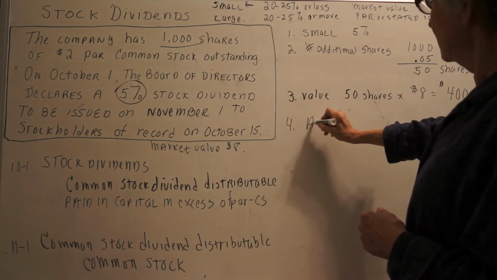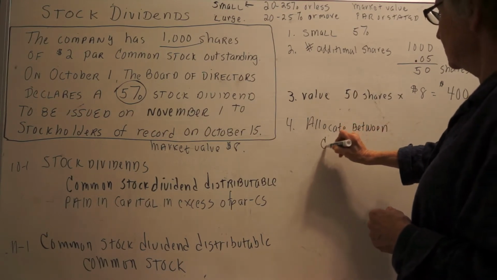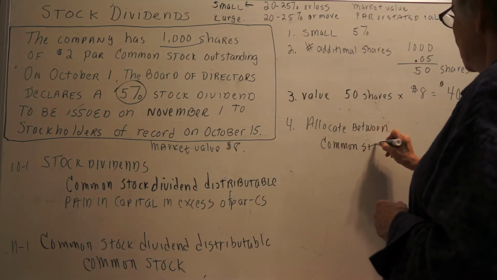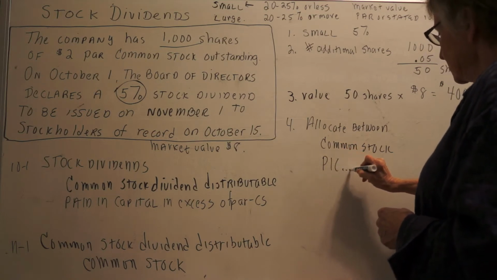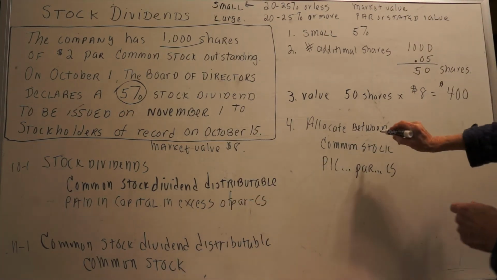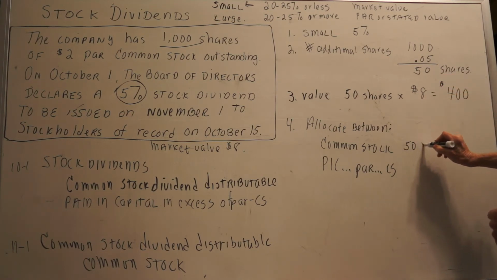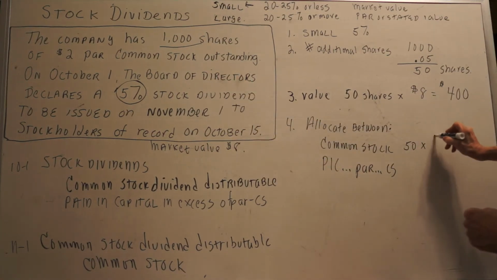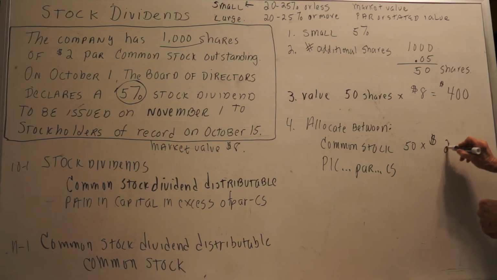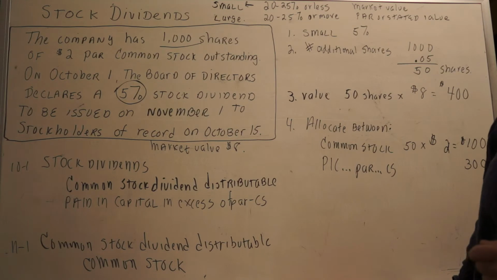Number 4, we have to allocate how much of this goes to common stock, and how much of it is paid-in capital in excess of par value on the common stock. For the common stock, we're doing 50 shares, so 50 shares times the par value of $2 would equal $100. And then the rest of it would go to additional paid-in capital. This gives you all of the information you need to fill out the journal entries.